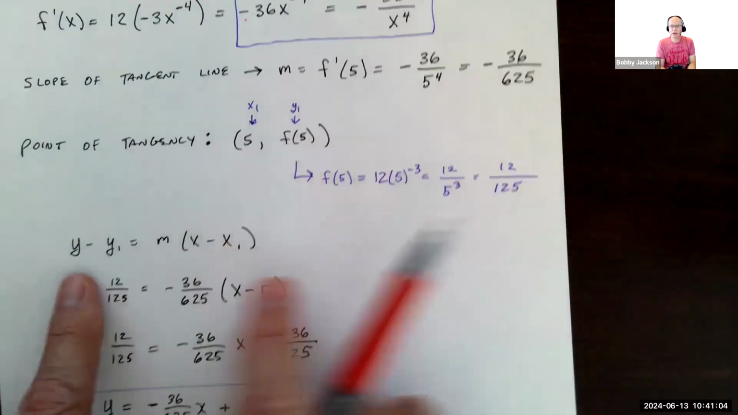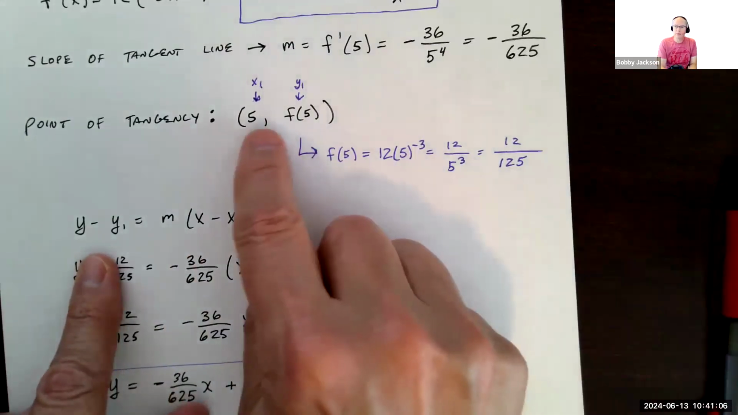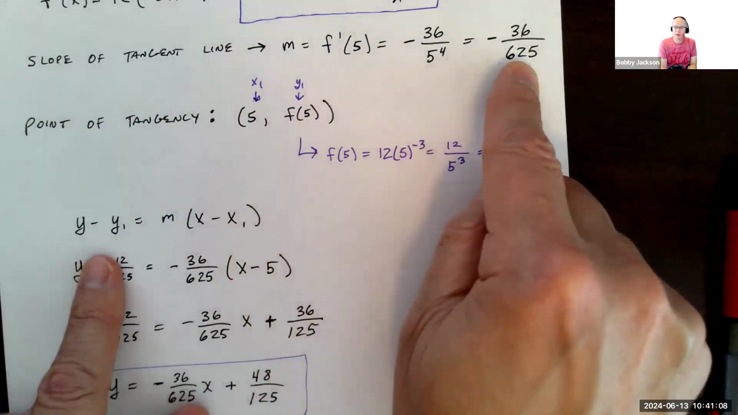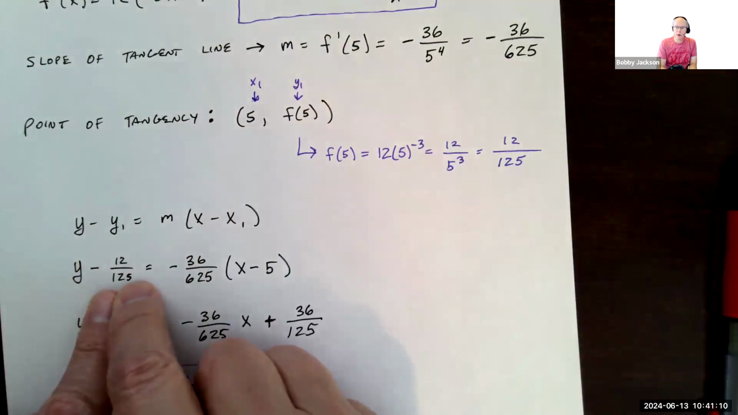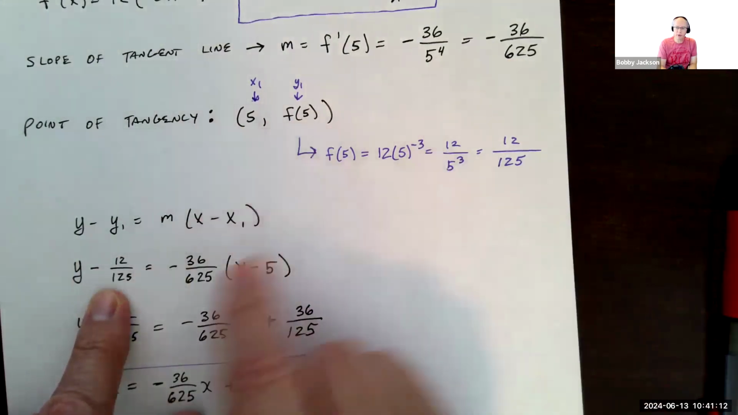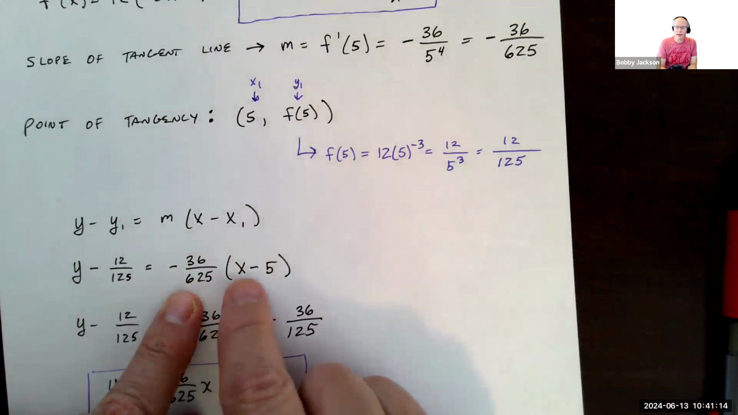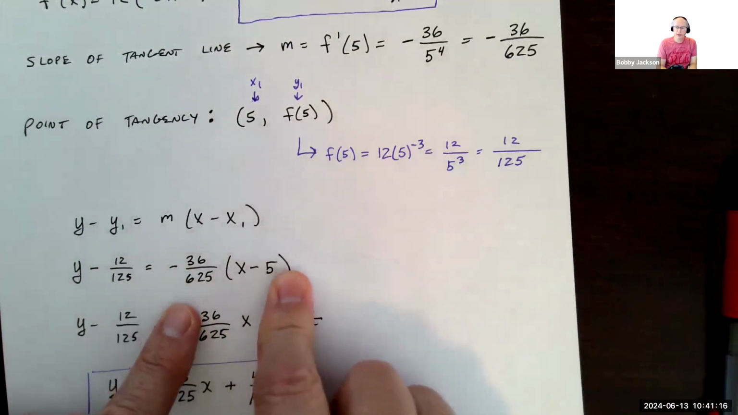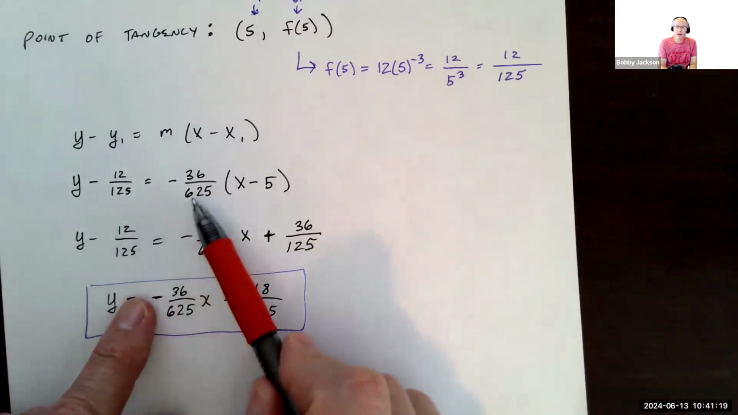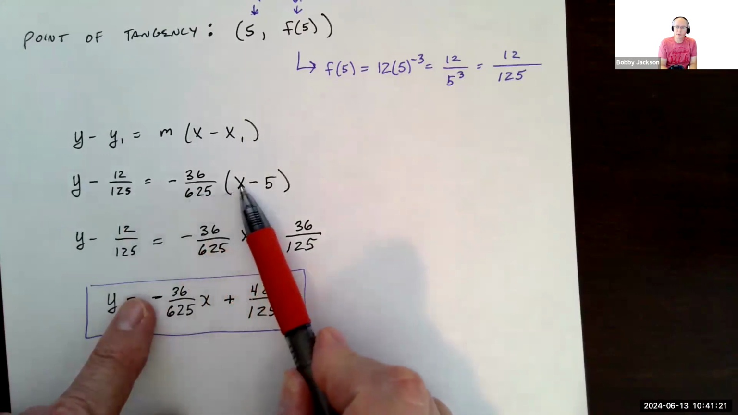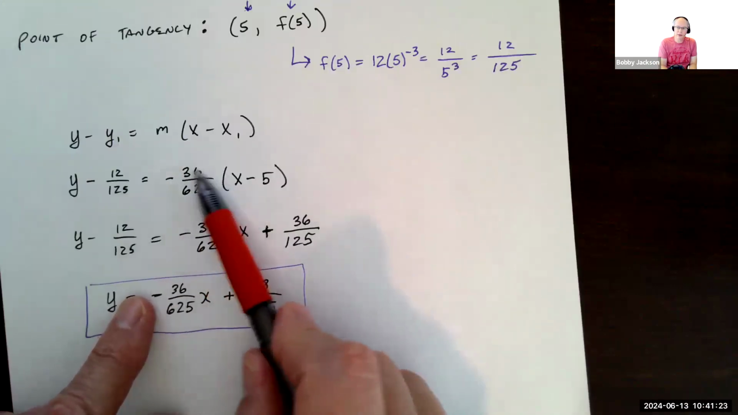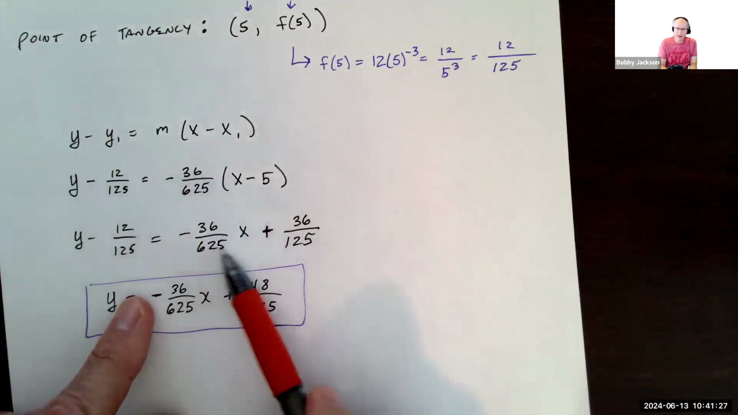So now I just plug into my point slope form. My point is x1, y1. My slope is m. So I plug in y1, which I just computed here, my slope here, and then x1 is 5. And now I just need to solve for y. I distribute this through this big ugly fraction. Looks kind of unwieldy, but it's a nice number. Multiply by x, I just get this.